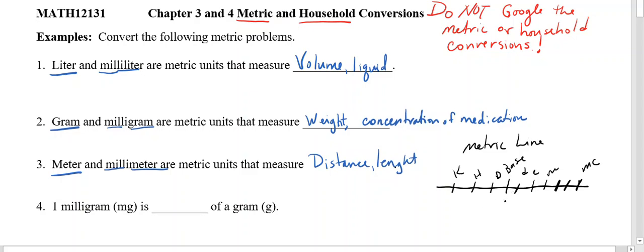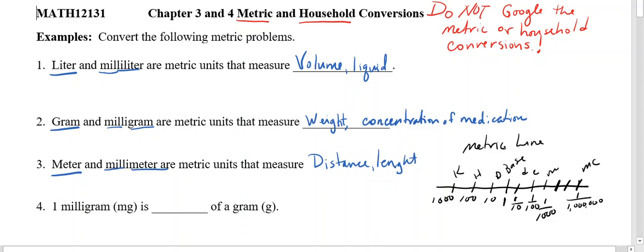So if our base is considered 1, deci is going to be 1/10 of the base. Centi is 1/100th of the base. Milli is 1/1000th of the base. And micro is 1/1,000,000th of the base. Now deca is 10. It's 10 bases. Hecto is 100 of the bases. And kilo is 1,000 of the bases.